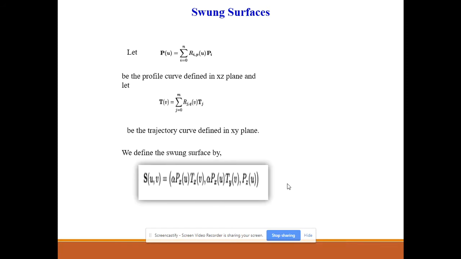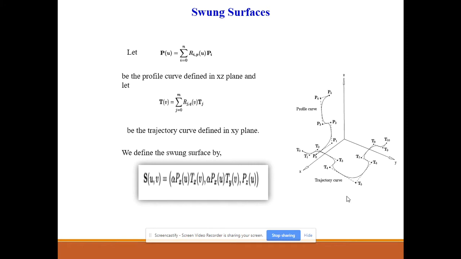Here the profile curve is defined as P of u, and the trajectory curve is defined as T of v. As you can see, the profile curve is defined in the xz plane and the trajectory curve is defined in the xy plane. The profile curve is given by this formula and the trajectory curve by this formula. We can define the swung surface by the following formula: S of u, v is equal to alpha times Px of u times Tx of v, comma, alpha times Px of u times Ty of v, comma, Pz of u, where alpha is an arbitrary constant.